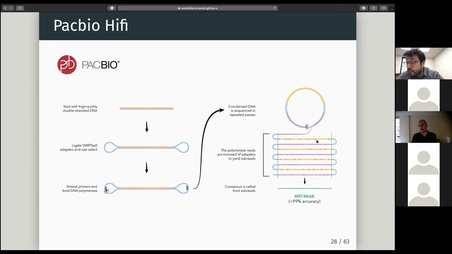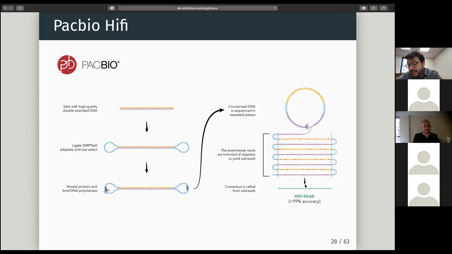Now, you still have this 15% error rate. That's what you see on the red dot. But again, error rate with PacBio is random. So same thing as with regular PacBio, the consensus cancels all the errors. Here it's doing the same thing: the consensus of all these subreads gives you a perfect high accuracy read.